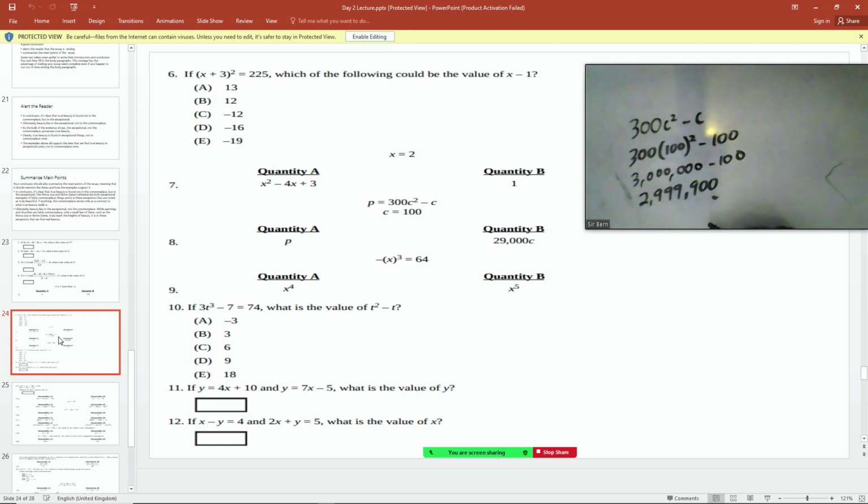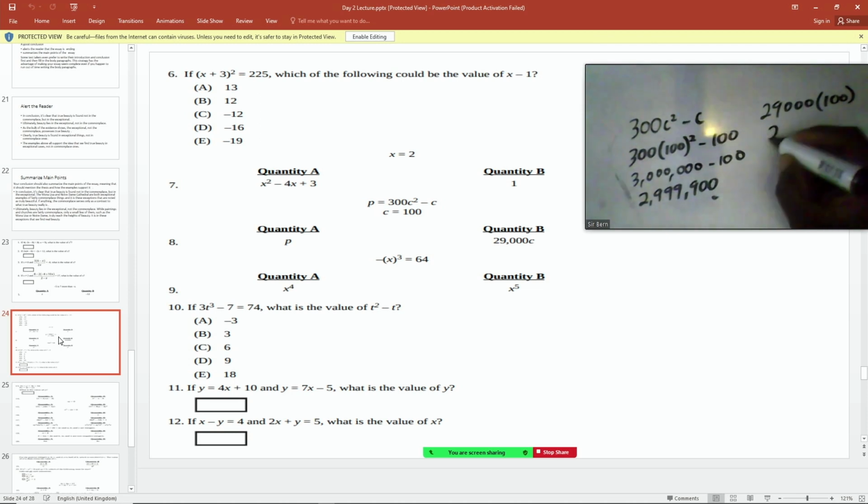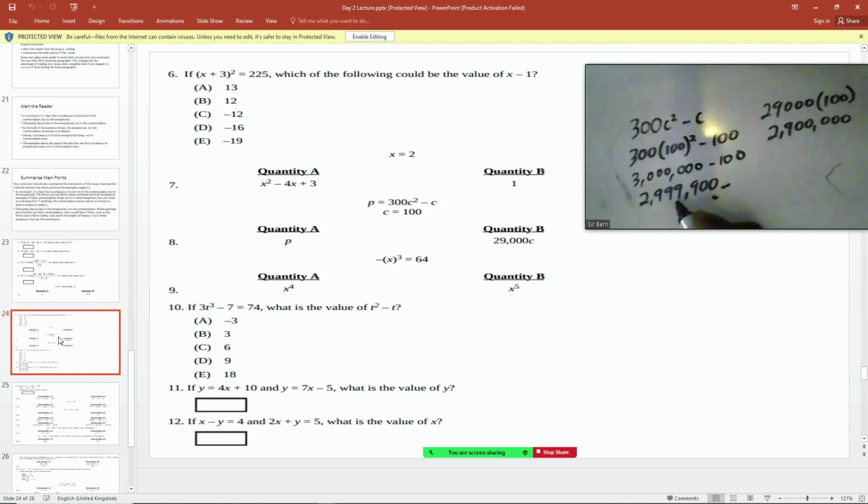And quantity B is 2900 times C, where C is 100. So it will just give us 2,900,000. So in this case, we see that quantity A is greater because you have about 99,900 excess. So quantity A is greater.